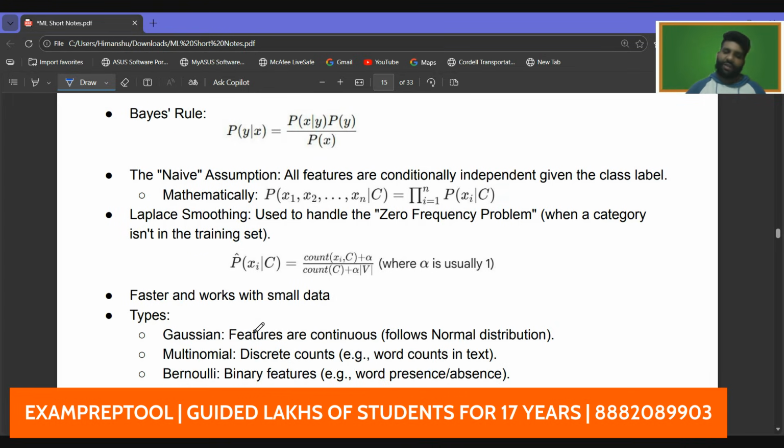It is very fast. It works with small data, especially it does amazing work on small data. What are the different types of naive Bayes? Gaussian naive Bayes, multinomial naive Bayes, Bernoulli naive Bayes.